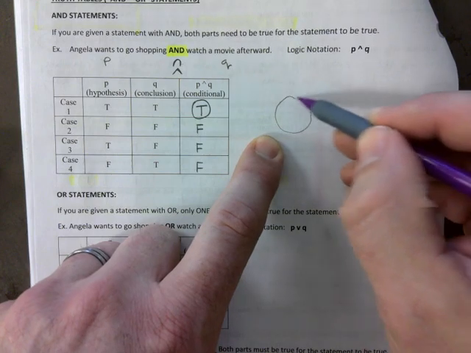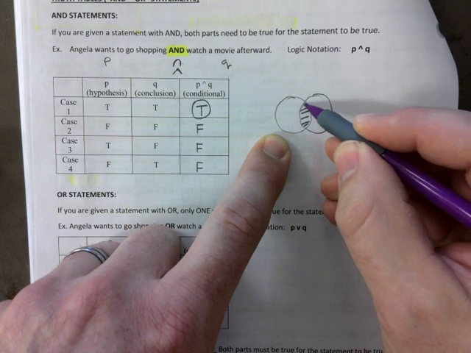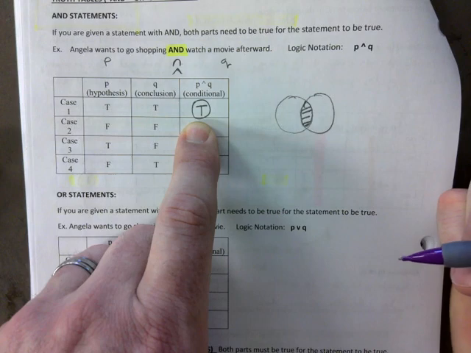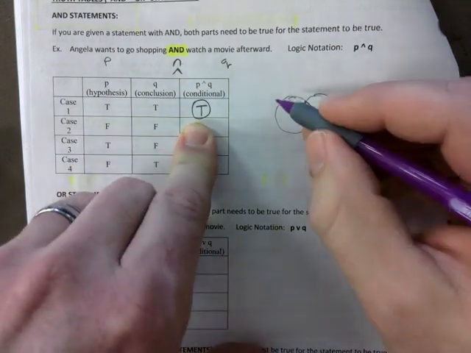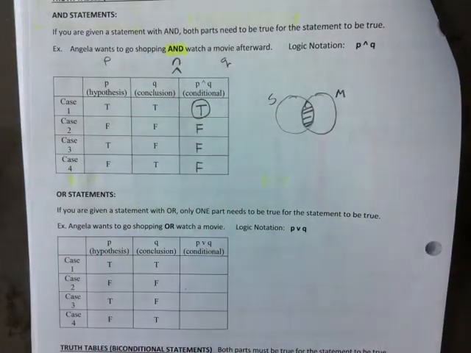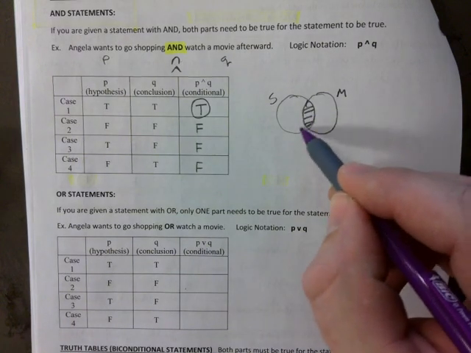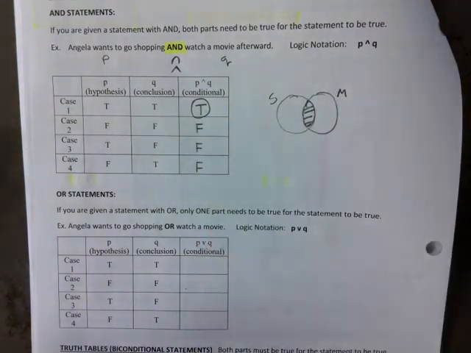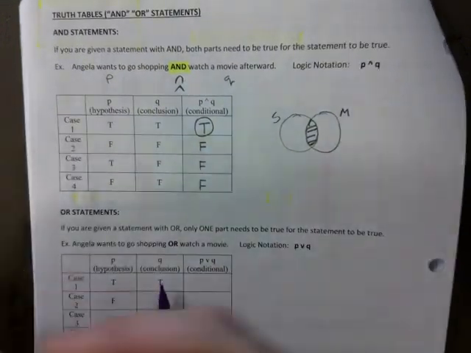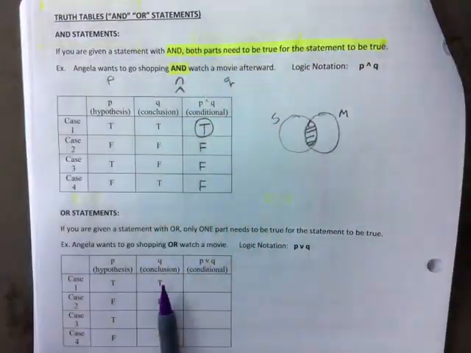Hey, you want a Venn diagram for this? Only what happens in here, right? When you do both things, it's going to be true. So this would be going shopping, going to the movie. So let's say you collect a number of days. You've done some shopping some days, you've gone to the movie some days, but this is the days where you do both. That'd be considered true. I will just say here, with and, both parts need to be true for the statement to be true.